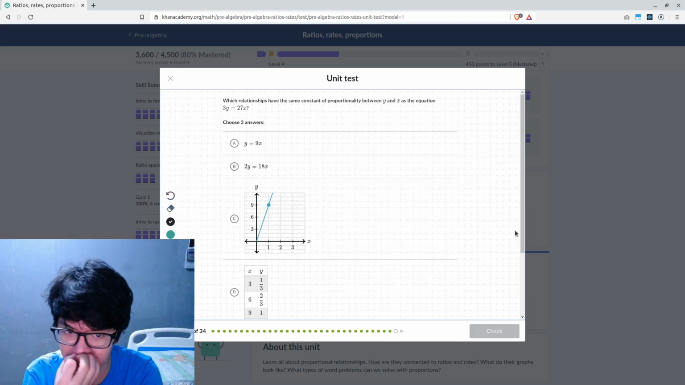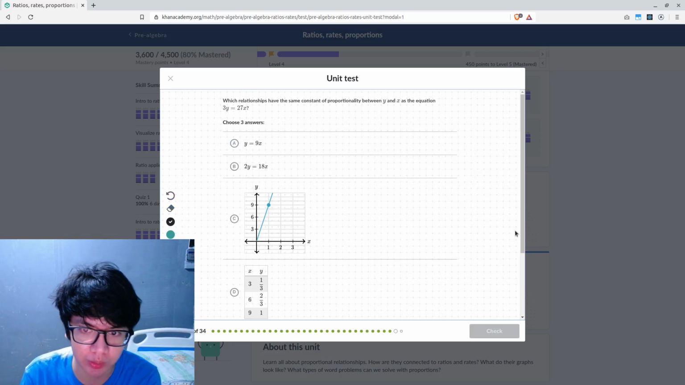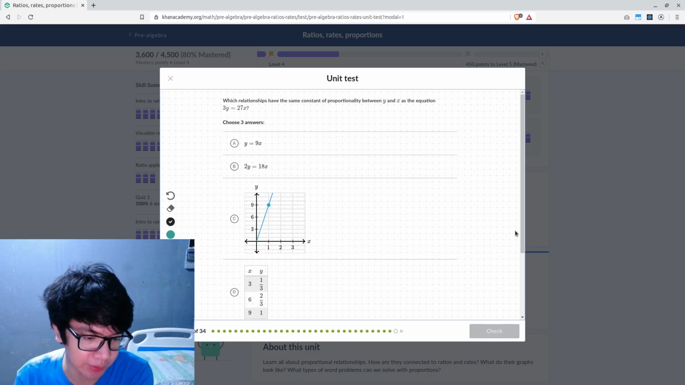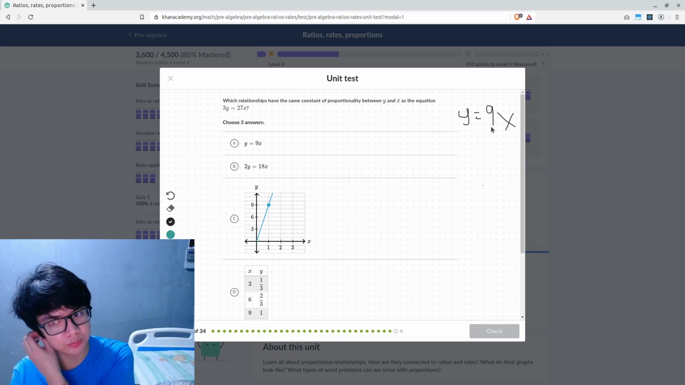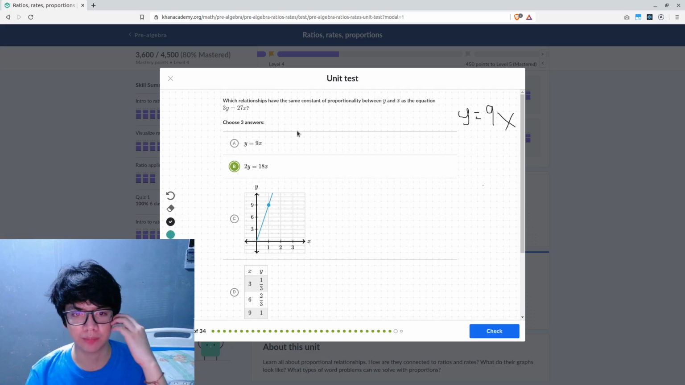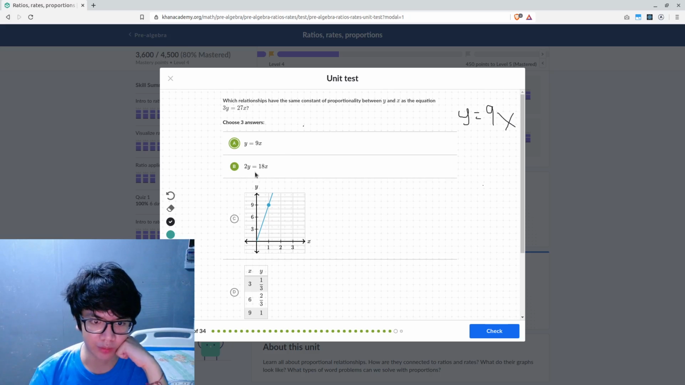Okay, I get it. Which relationship is the same constant of proportionality between... Oh my god, I'm going to make a mistake here. Let's not fall for the same trick. This is the same as y equals 9x. This is the same. 9x to 18x, divide both sides by 2, so you have 1, 9.